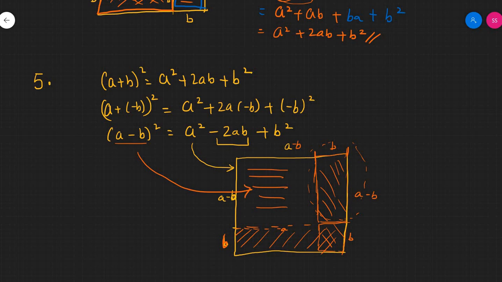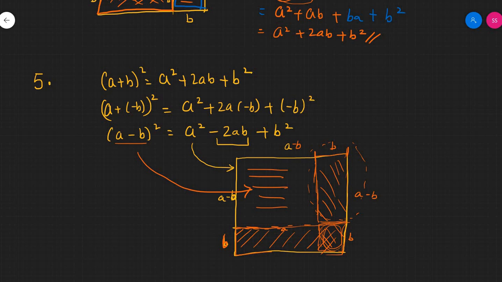So to get this, I first removed one ab from a squared, and then I am removing the second ab. But when I'm removing the second ab, I have this part which is being removed twice. So for this reason I have to add it back. So that's plus b squared. That's why this plus b squared comes.